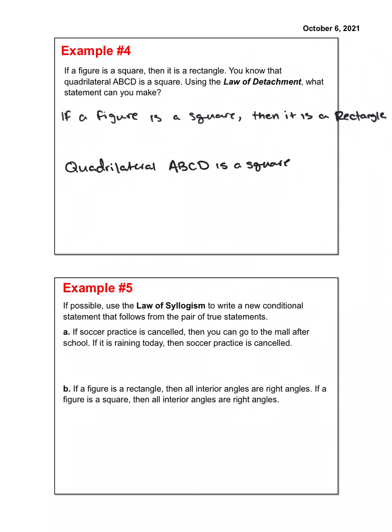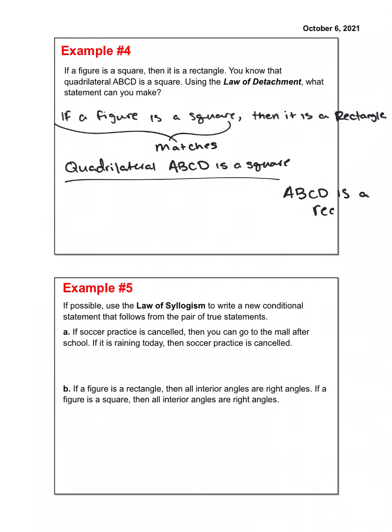This part matches our hypothesis, so this matches here with the quadrilateral ABCD is a square. Since quadrilateral ABCD is a square matches the true hypothesis of our conditional, therefore we can say that ABCD is a rectangle. That's what the law of detachment is.